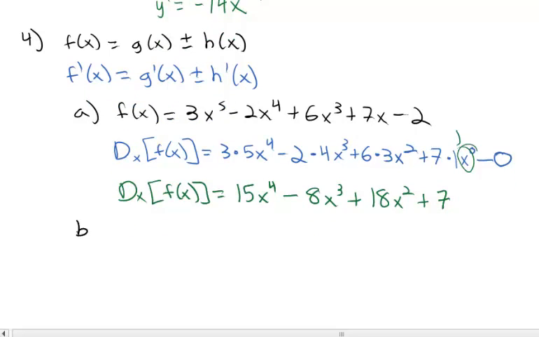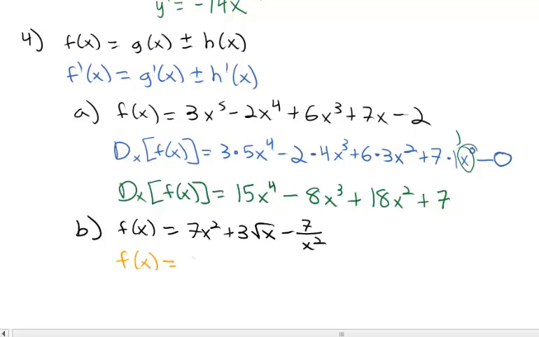Let's try another example. How about if f of x is equal to 7x squared plus 3 square root of x minus 7 over x squared. Remember, we have our exponent property that if we've got x to some power, it's really easy. Pull the power out front, subtract 1 from the power. So let's rewrite this function as all exponents.